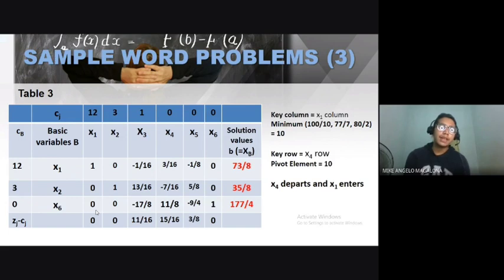In x sub 3, we have negative 1 over 16, 13 over 16, negative 17 over 8, 11 over 16. For our x sub 4, we have 3 over 16, negative 7 over 16, 11 over 8, 15 over 16. For our x sub 5, we have negative 1 over 8, 5 over 8, negative 9 fourths, and 3 over 8. And for our x sub 6, we have 0 0 1 0. So our solution values in table 3 are now changed. The 100, 77, 80 are now 73 over 8, 35 over 8, and 177 over 4.